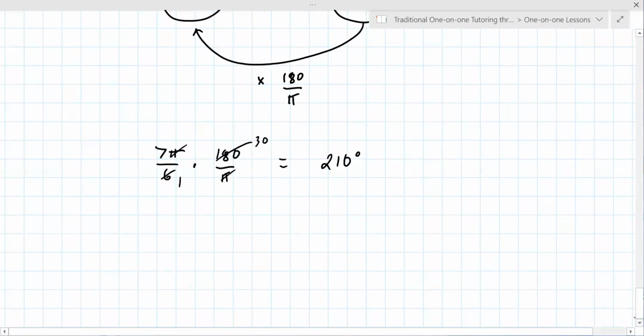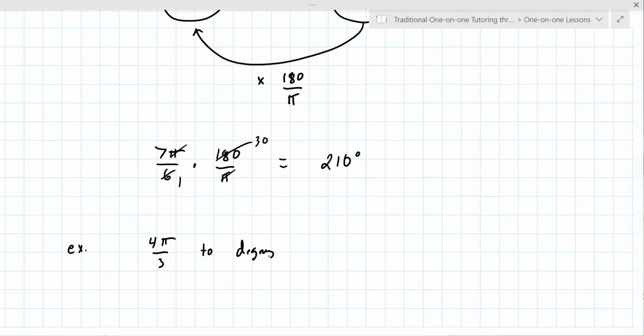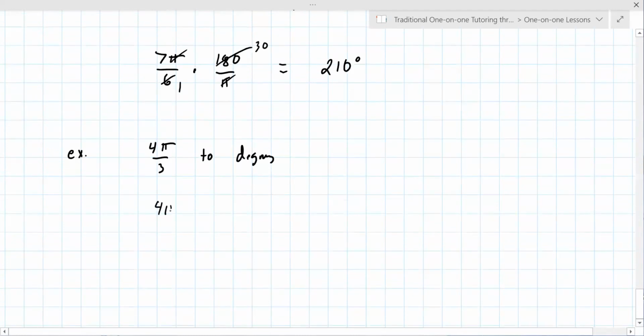So try this example on your own here. Let's convert 4 pi over 3 to degrees. Okay, 4 pi over 3. So just like the previous problem, you're going to multiply by 180 over pi. 240 degrees.